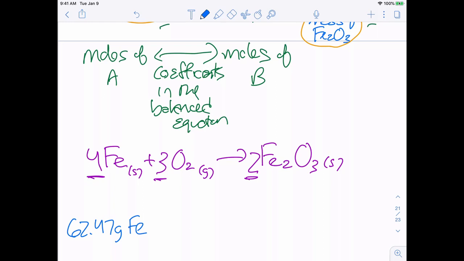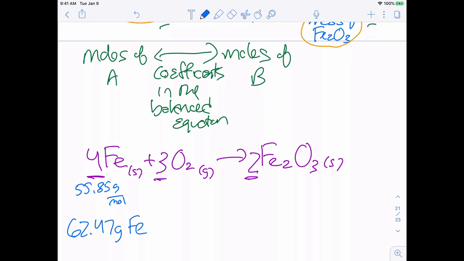I get 55.85 grams per mole. Remember, I do want you to carry out at least 2 digits after the decimal point. If you want to carry out more, that's fine. On our course periodic table, it is 55.845. So if you want to carry out that extra digit, that's fine. But if you're going to round it, no fewer than 2 digits after the decimal point.